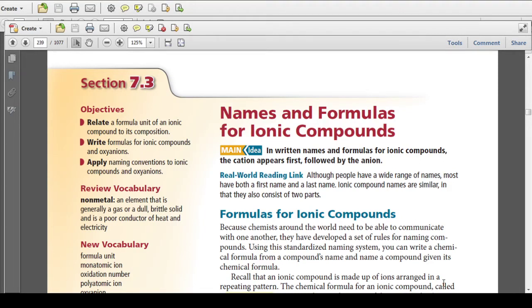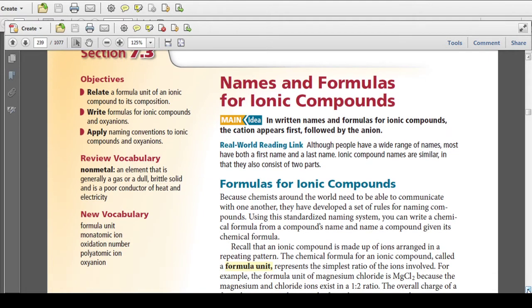Section 7.3, Names and Formulas for Ionic Compounds. The objective of this lesson is to relate a formula unit of an ionic compound to its composition, write formulas for ionic compounds and oxyanions, applying name conventions to ionic compounds and oxyanions. Some vocabulary to review is nonmetal. Some new vocabulary will be formula unit, monoatomic ion, oxidation number, polyatomic ion, and oxyanion.